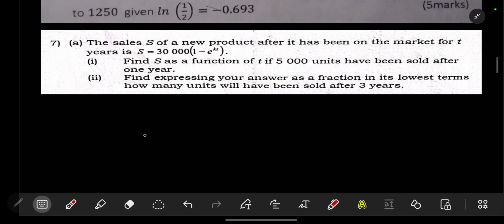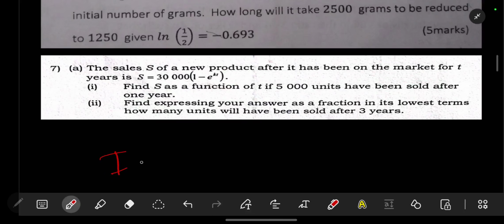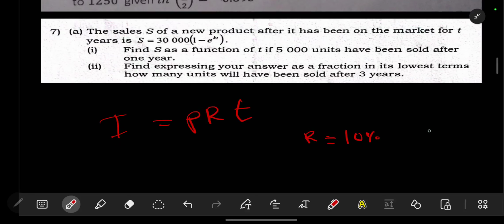So we know that the simple interest is equal to the principal times rate times the time. So this is the formula for simple interest. Now let's say for example, if you have 10% interest, this is your rate, which is your 10%, then you have your time, let's say 1 year.